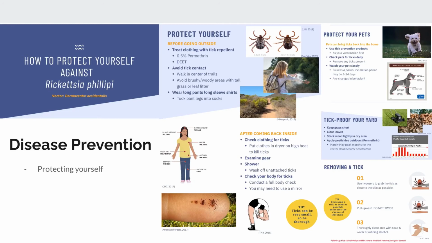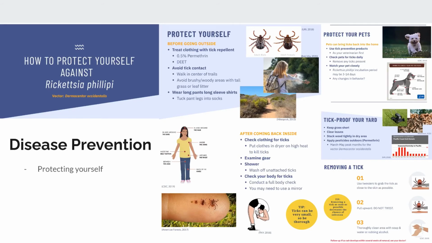After coming back inside, you should check your clothes for ticks. Ticks may have been carried into the house on your clothing. Any ticks that are found should be removed. It may also be helpful to tumble dry your clothes in the dryer on high heat to kill the ticks. In addition to checking your clothes, you should also examine your gear.